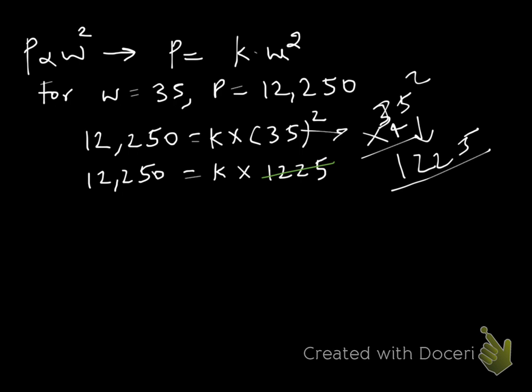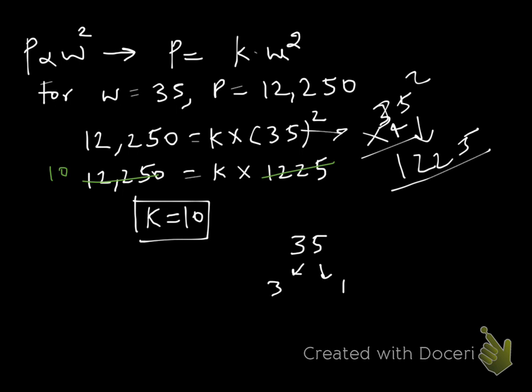And 1225, 12250, they get cancelled on 10. So what we have here is K, which is 10. We found K. Now the diamond is broken into two parts in the ratio 3:4. So the weights of those two parts would be 3 by 7 of the total and 4 by 7 of the total. 3 by 7 of 35 and 4 by 7 of 35. So we get the weights as 15 grams and 20 grams.